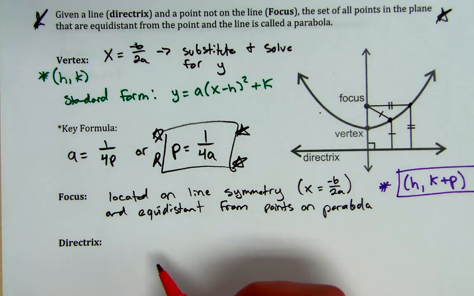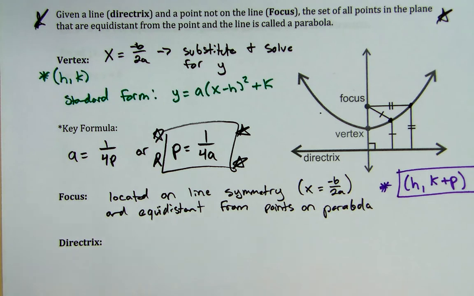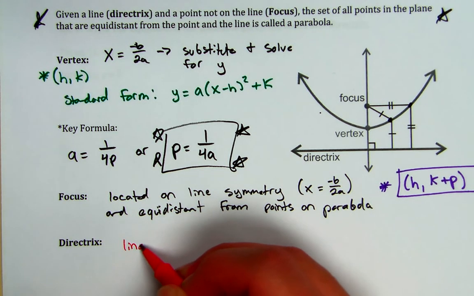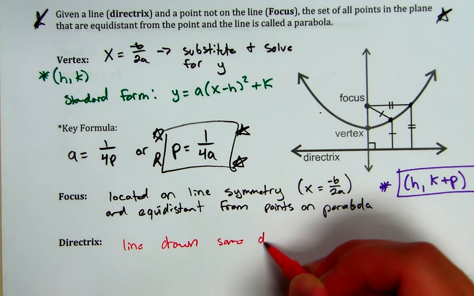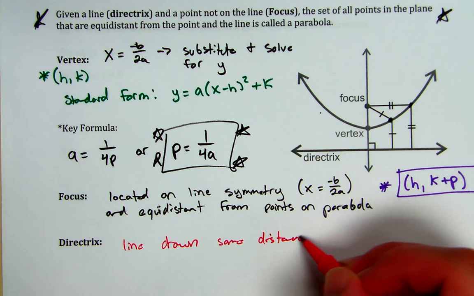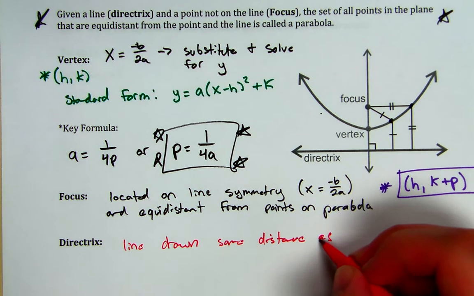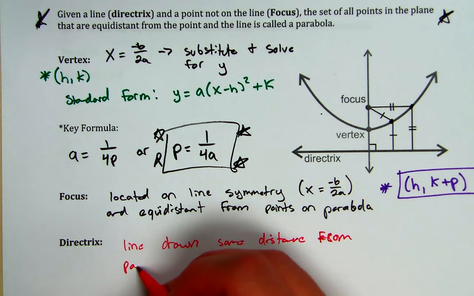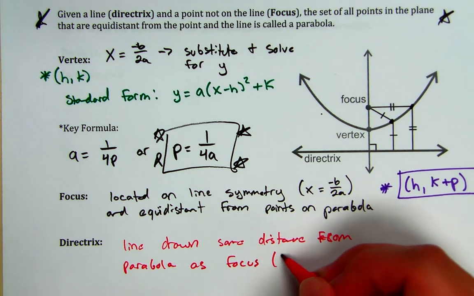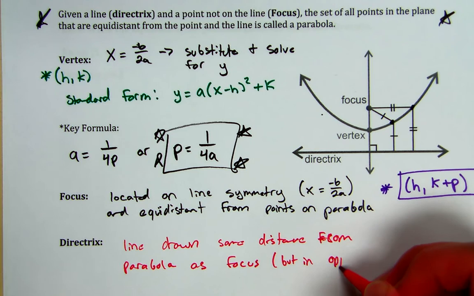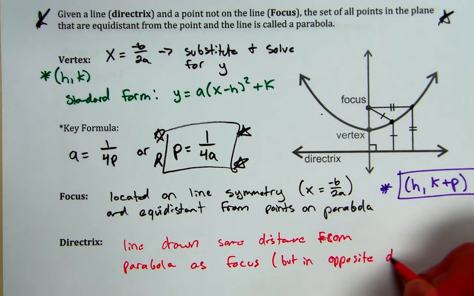Now, what is the directrix? That's a line drawn the same distance from the parabola as the focus, but in the opposite direction, and it creates a line here.